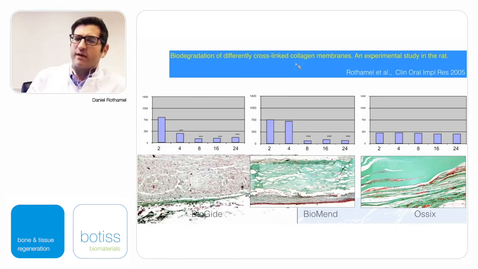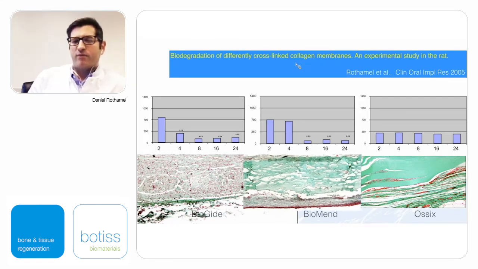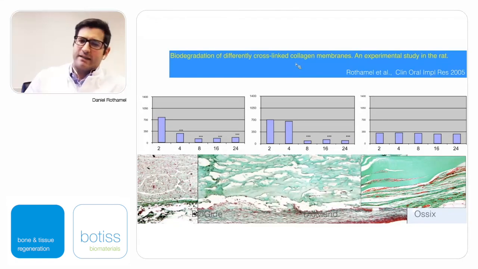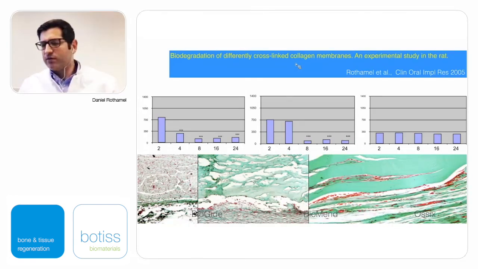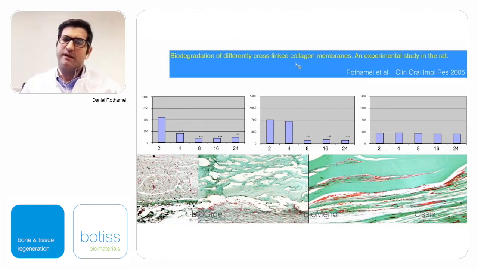Nevertheless, the tissue reaction is also completely different. The bioguide membrane is very well integrated. We don't see a split formation, we see nice cells in the membrane body, whereas the biomed membrane has a split formation around the membrane body and a capsule formation. The O6 membrane shows just a little bit of absorption of the most superficial layer, not completely absorbable at all within a sufficient healing period of 24 weeks.